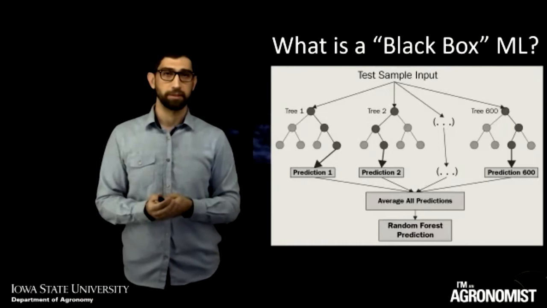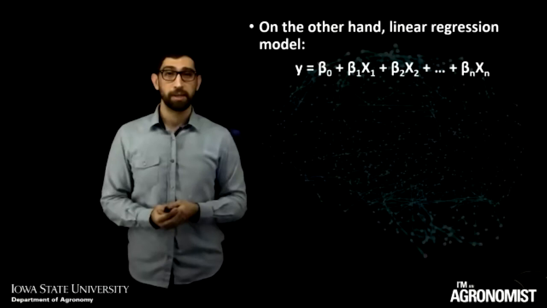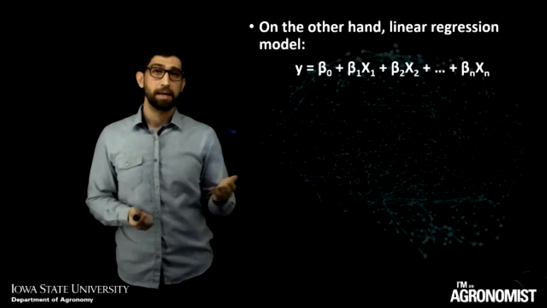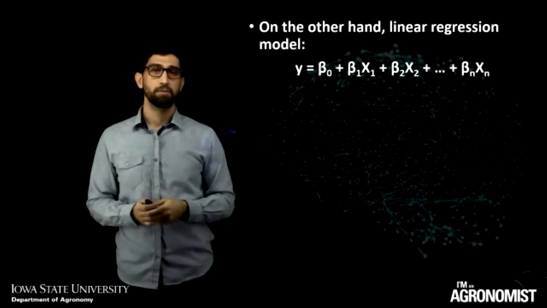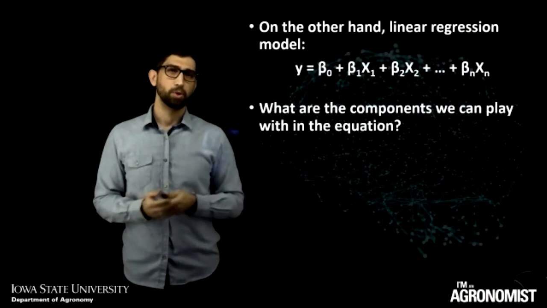But on the other hand, we have linear regression models. They are more interpretable because we can see the equation that creates the model. So why is here the organic matter, let's say, or phosphorus? You have beta zero, the bias, and beta one to beta n, which are coefficients for the corresponding covariates, x1, x2, to xn. But what are the components here we can play around with? They are basically the coefficients, like beta one, beta two, until beta n.